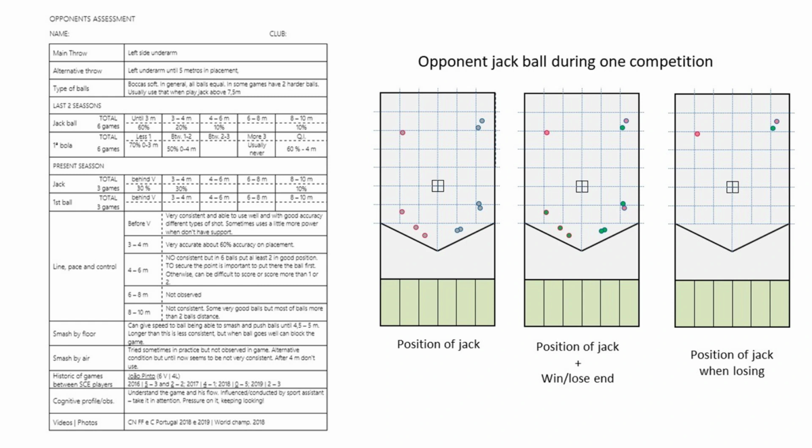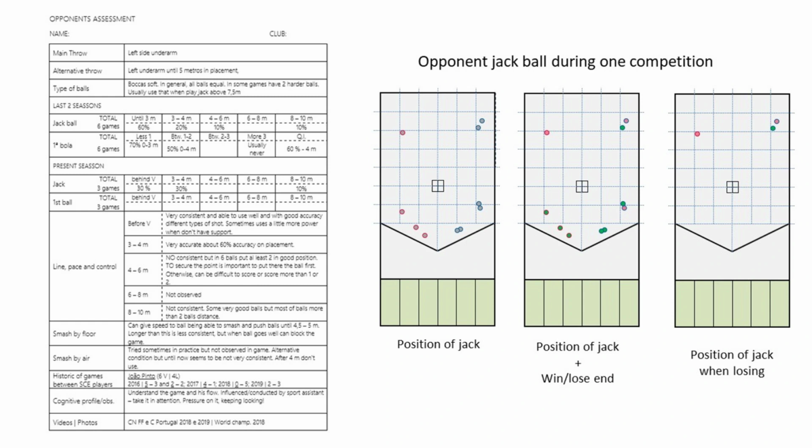And we can use business intelligence software that is able to do this. This is the first balls of one player during one competition, and this is all of his positions of the jack, and we can see the tendency of play of this player. But if we go deeper, we can add to this information the position of the jack and when he wins or loses the hand. And in green are the wins, and in red are the losses.